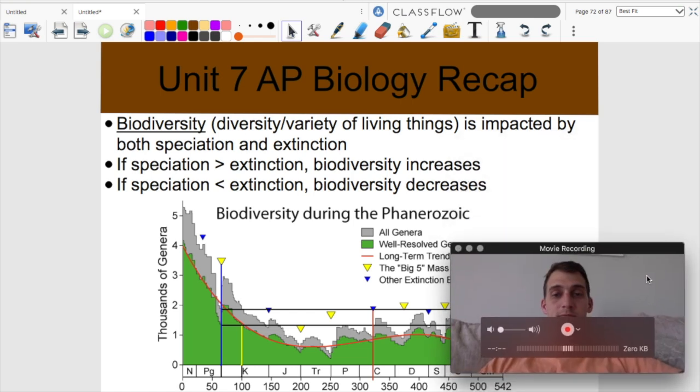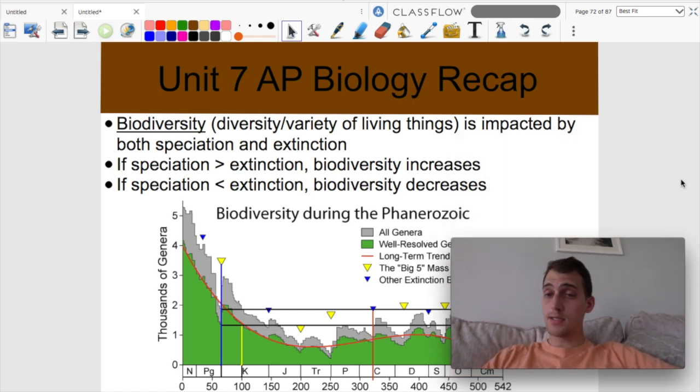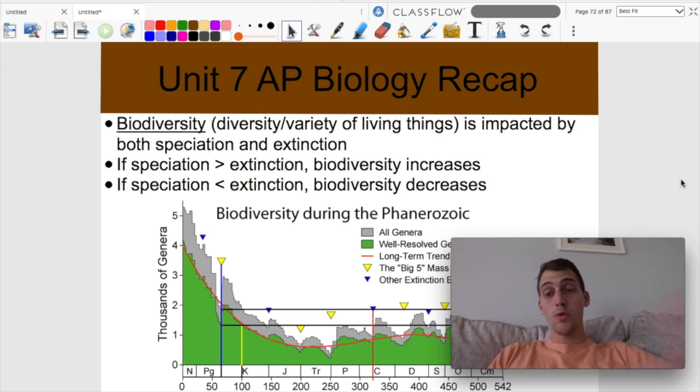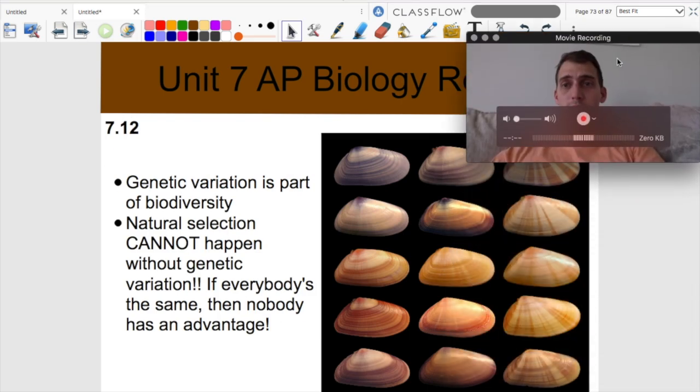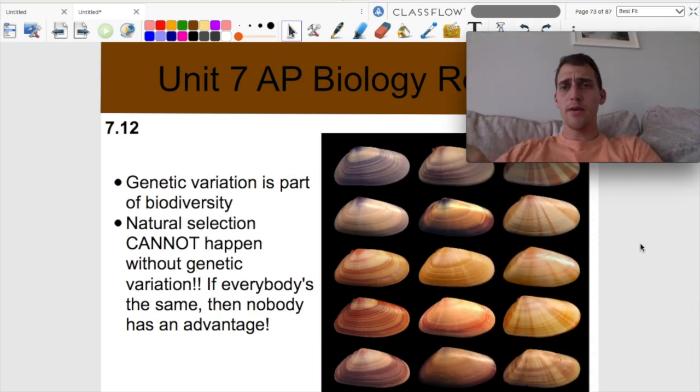So here's a quick definition of biodiversity, because this is a huge concept, especially for the rest of Unit 7 and for Unit 8. It's the diversity and the variety of living things, and that's impacted by both speciation and extinction, right? So biodiversity will go up if speciation is occurring, or if speciation is greater than the extinction rate, but it'll go down if speciation is smaller than the extinction rate, or if more species are going extinct faster than new species are being formed.